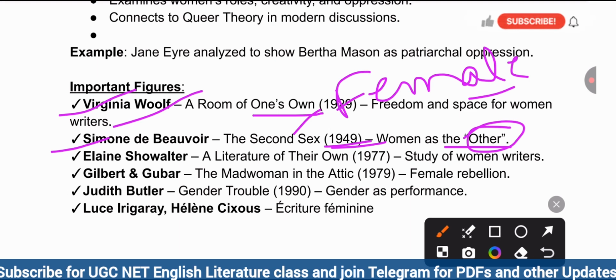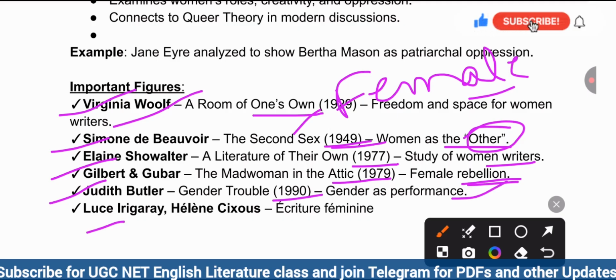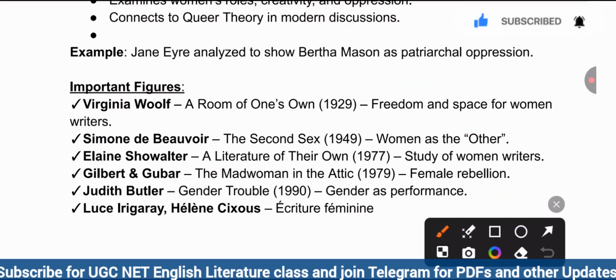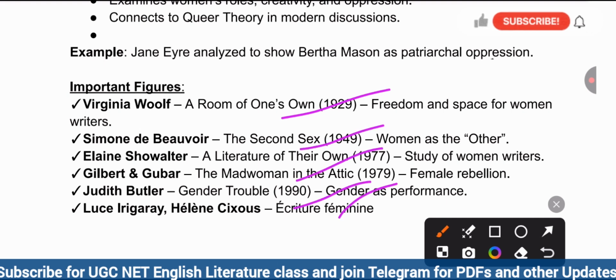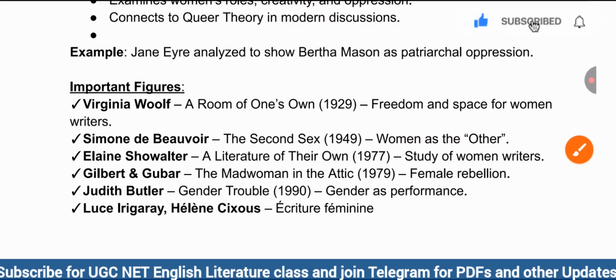Elaine Showalter, A Literature of Their Own, 1977. Study of women writers. And gynocriticism, you can memorize. Gilbert and Gubar, The Madwoman in the Attic, 1979, female rebellion, they talked about. Judith Butler, Gender Trouble, 1990, gender as performance, and Luce Irigaray, Hélène Cixous, The Laugh of the Medusa. If you have analyzed the PYQs, previous year question papers of any year, you will definitely find one of these concepts. Okay, works or writers. So it's very important. Do not miss any.